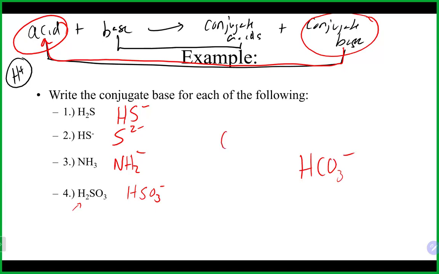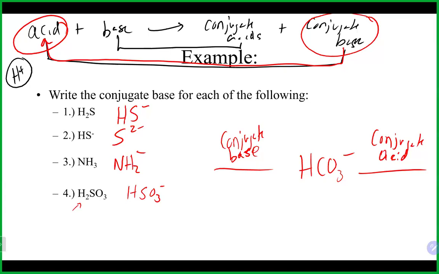Why don't you write the conjugate base for this one? And why don't you also write the conjugate acid for this one? So it has the ability to go both ways. It's amphoteric. So starting with that guy in the middle for each of them, what would be the conjugate base? What would be the conjugate acid in this case? Okay, so let's take a look.